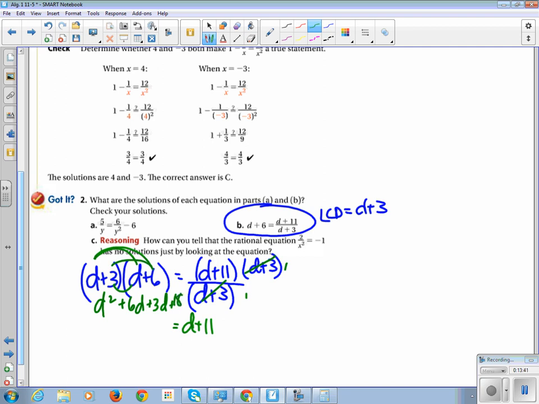And then combine like terms. So I get D squared plus 9D plus 18 equals D plus 11. And I'm going to move everything over to the left-hand side. So I'm going to subtract D from the other D. I'm going to subtract 11 from the other number.